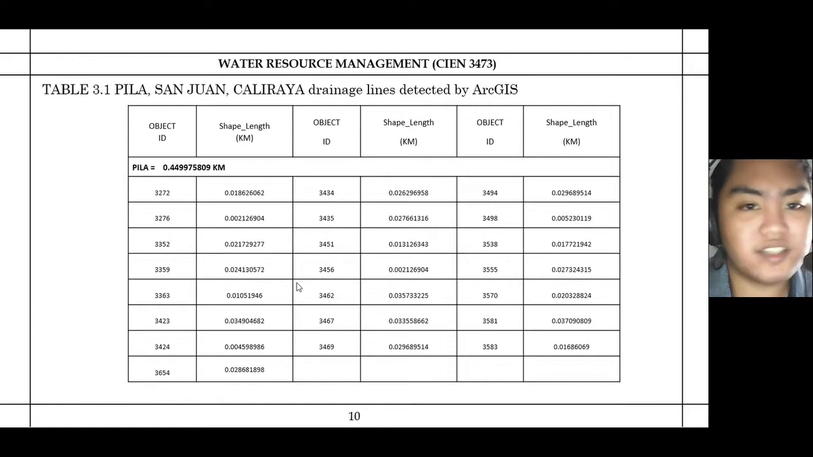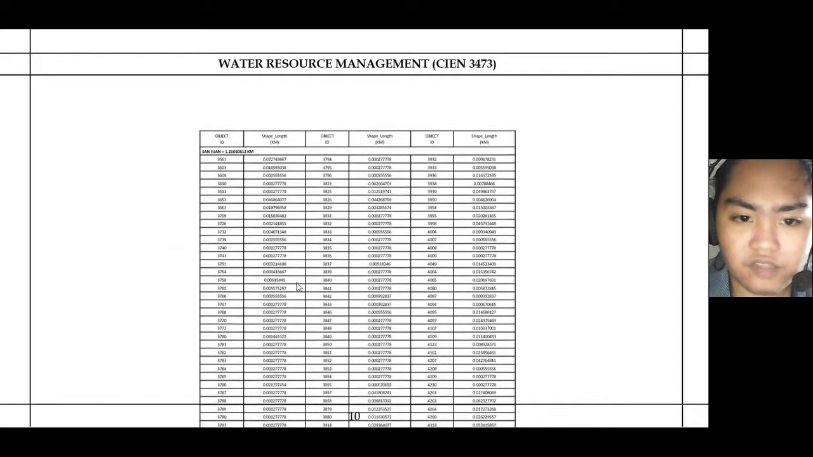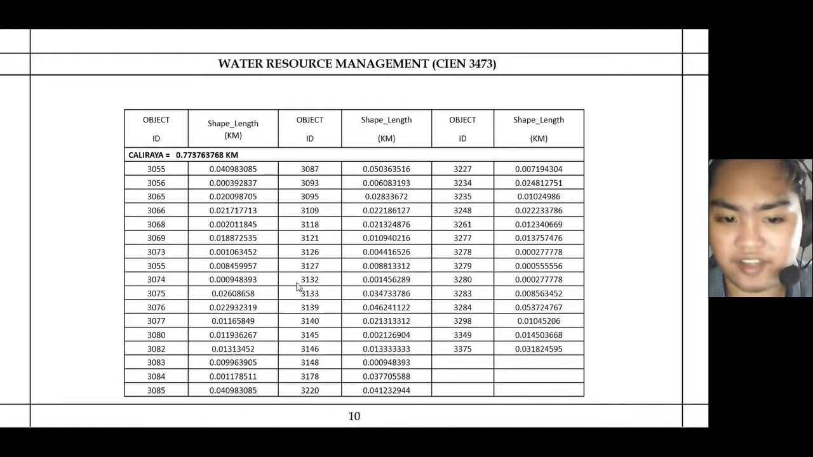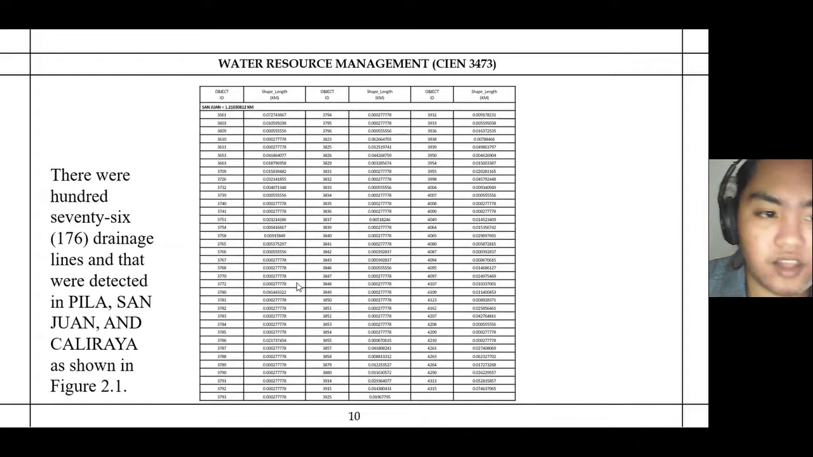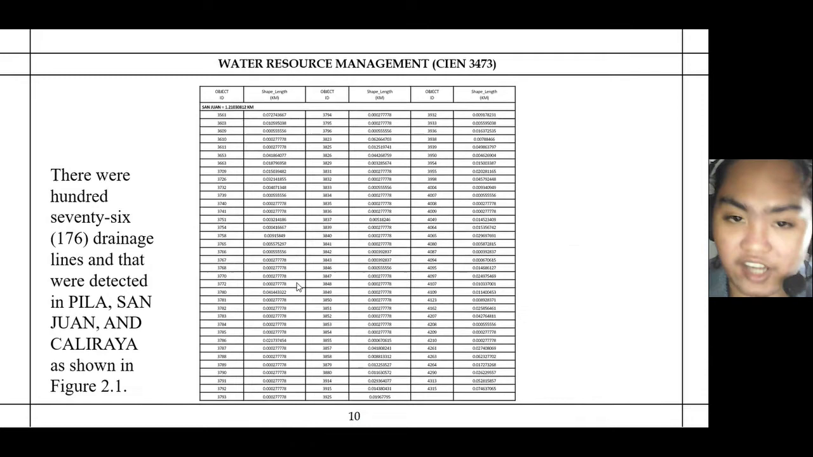Table 3.1, Pila San Juan Caliraya drainage line detected by ArcGIS. This table represents the drainage line detected by ArcGIS flow as each sub-basin's river stream. This is for the Caliraya drainage line, and this one is for San Juan drainage line. There were a total of 176 drainage lines that were detected by ArcGIS Pro.